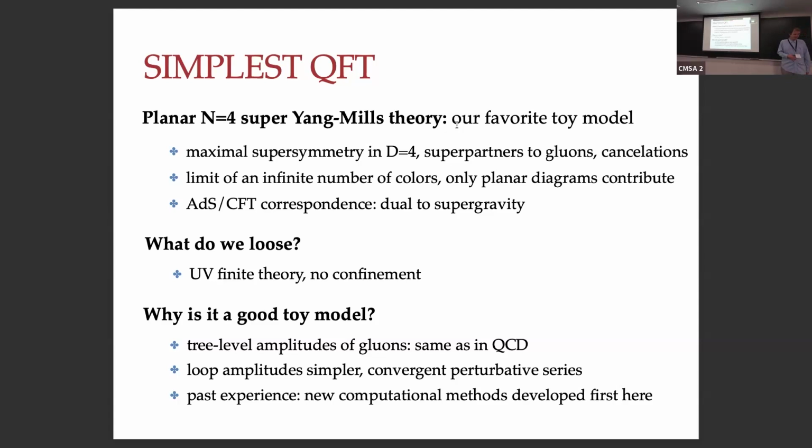Now, why is it a good toy model then? Well, one indication is that at this leading order, at tree level, the amplitudes of gluons in this theory are the same as in quantum chromodynamics, the theory of gluons in the real world. And if we go to higher orders, to loop amplitudes, these loop amplitudes are simpler. The perturbative series is no longer asymptotic, but actually convergent in this planar limit. So if we can get a handle over the whole perturbation theory, we can hope about resumming things. But still, despite the loop amplitudes being simpler, there are some similar features, at least for part of the loop amplitudes in QCD. So there is definitely something to learn here. And there is past experience with calculations in this theory that new computational methods were, in many cases, first developed here and then extended to other models. So this is a good toy model.